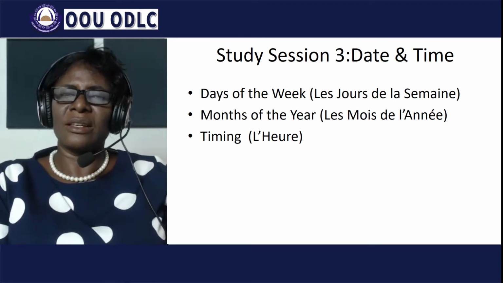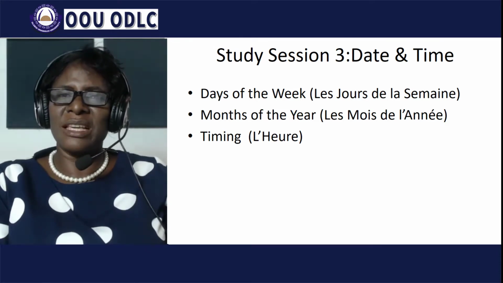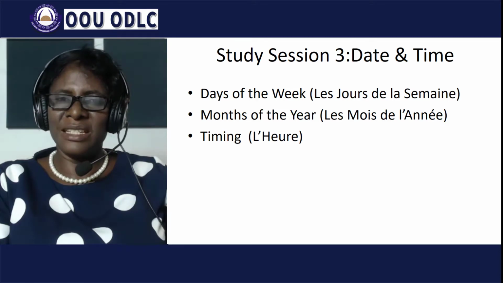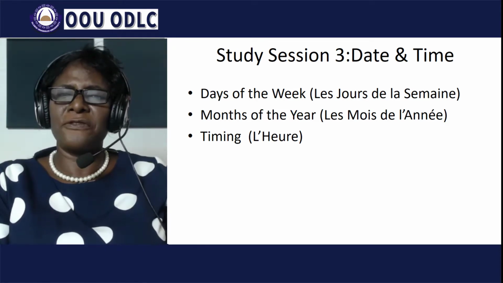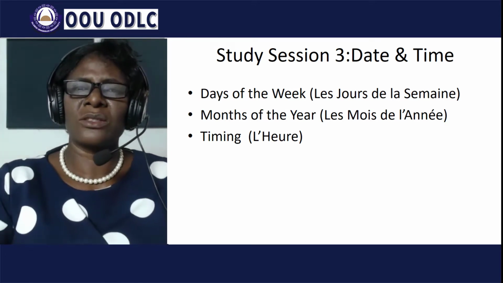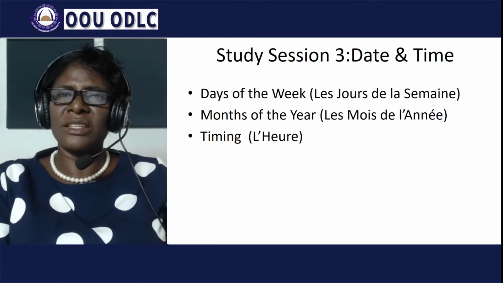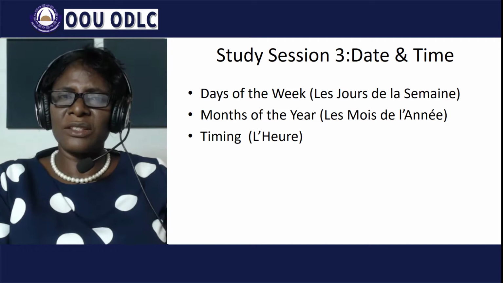Now, Monday is lundi. Tuesday, mardi. You pronounce the R in mardi. You pronounce it aloud, mardi. Wednesday is mercredi. Thursday is jeudi. Friday, vendredi. Saturday, samedi. Sunday, dimanche. I take it again. Monday, lundi. Tuesday, mardi. Wednesday, mercredi. Thursday, jeudi. Friday, vendredi. Saturday, samedi. Sunday, dimanche.